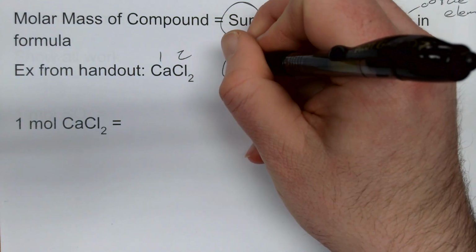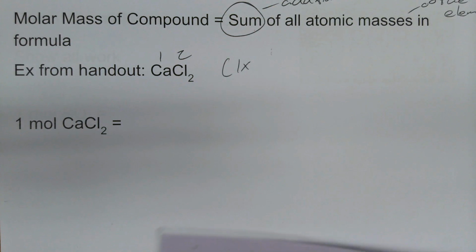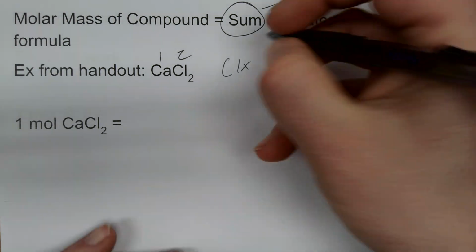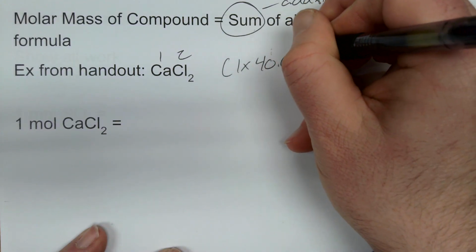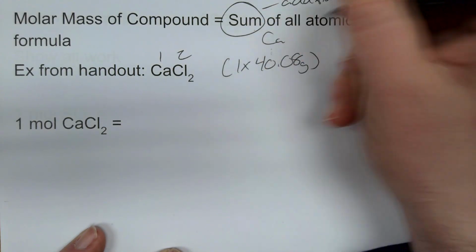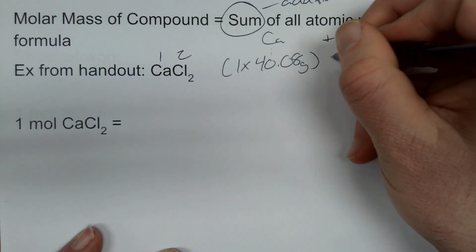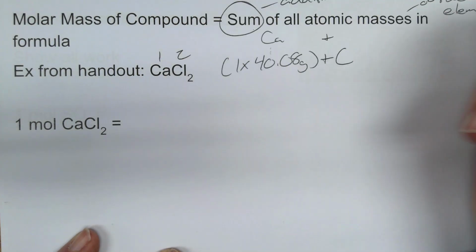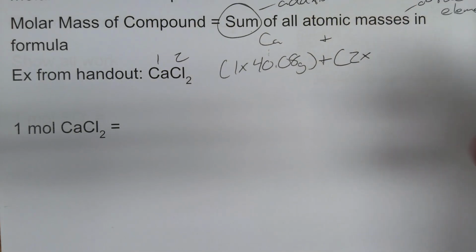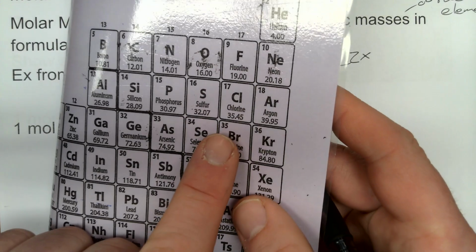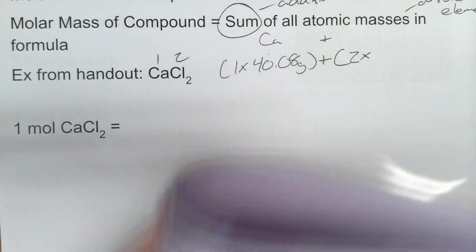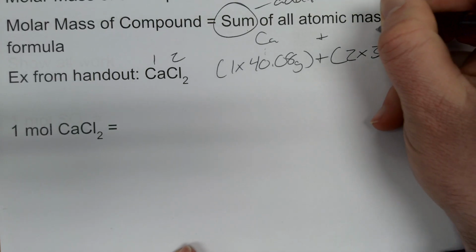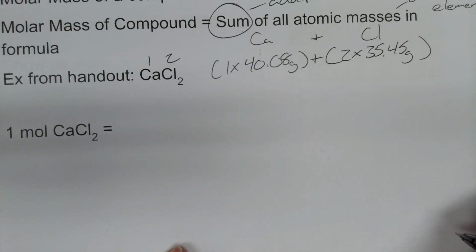In parentheses, I have 1 times my molar mass of calcium, which is 40.08 grams. That's my calcium. Plus, I have 2 atoms of chlorine. 2 times, flip it over to chlorine. Chlorine is 35.45 grams. 35.45 grams chlorine. And I have 2 of those.